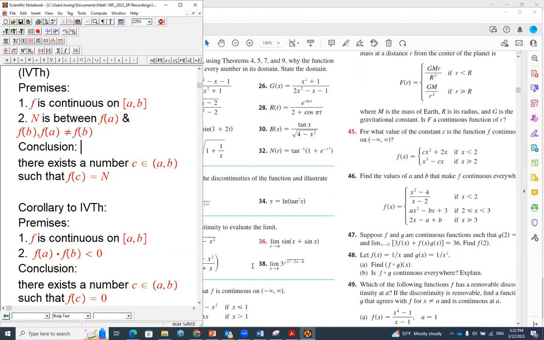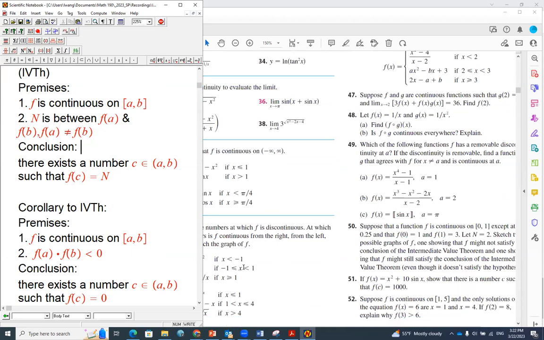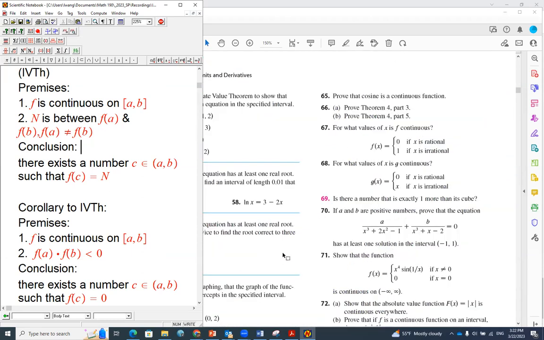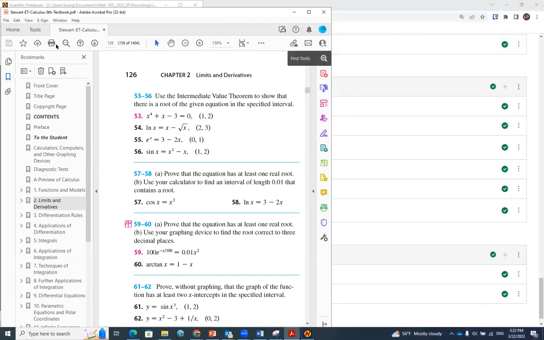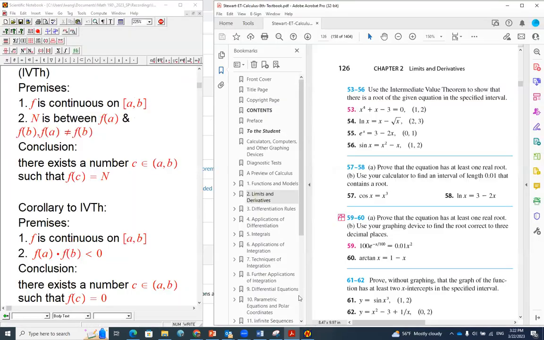So let's look at some homework questions using the intermediate value theorem. I also put some of these on your homework. Let's take a look. I'm going to move this piece over here and bring in how we use it. All of these are homework questions.